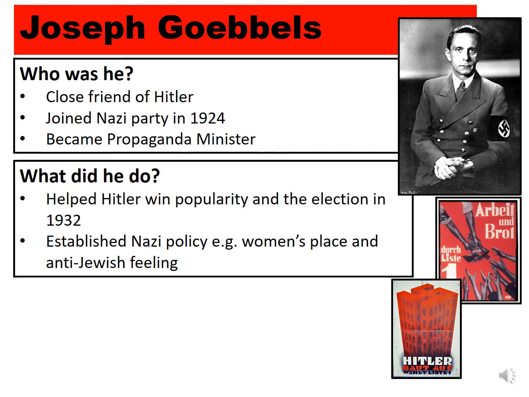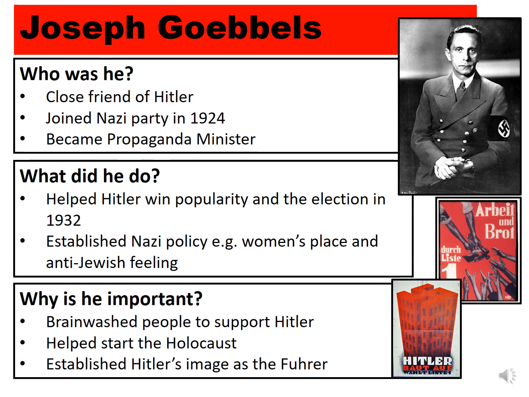So for example, the Nazi policy that women should have the traditional role of being at home as wives and mothers, the pro-Aryan policy, the anti-Jewish policy. So you get a lot of propaganda posters where the Jews look bad. You get a lot of films where the Aryans are prominent, blonde-haired, blue-eyed young men and women. So he's important because he basically brainwashes everybody into supporting Hitler.